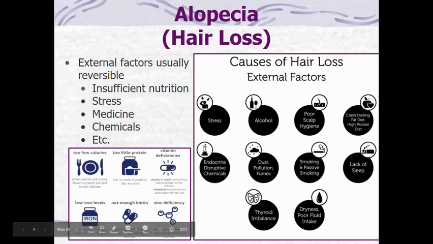Alopecia is the name for hair loss. This is usually reversible if we're talking about external factors. So if you have insufficient nutrition, you're not eating healthy enough, that can actually affect your hair growth. Stress, different medications, and chemicals all can cause your hair to stop growing or actually cause you to lose hair. But if you end up turning those things around, then it should be reversible and your hair should start to regrow and become healthy again.